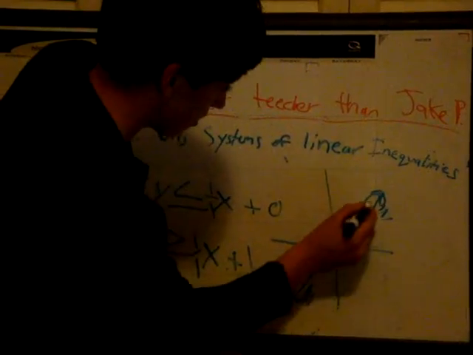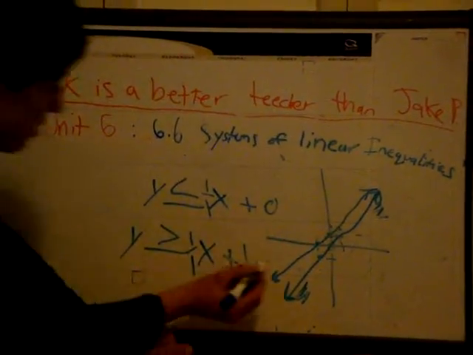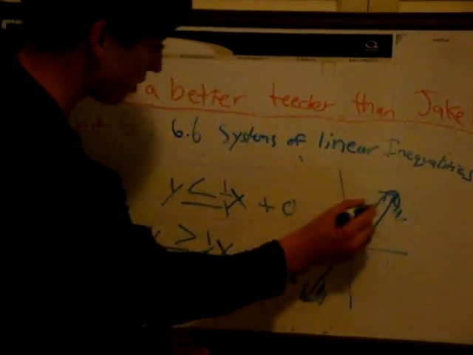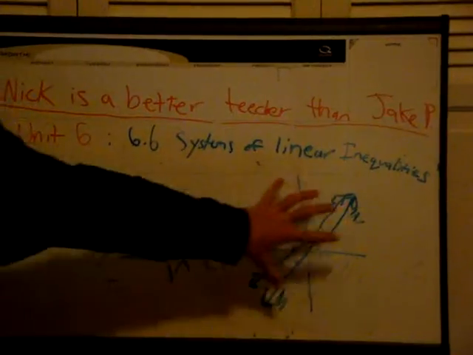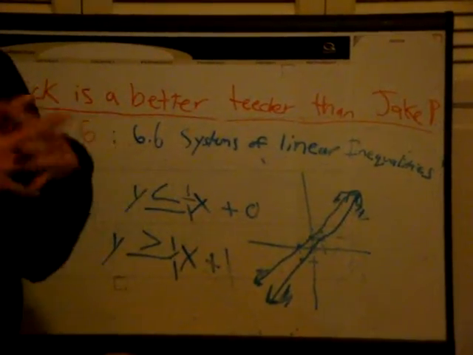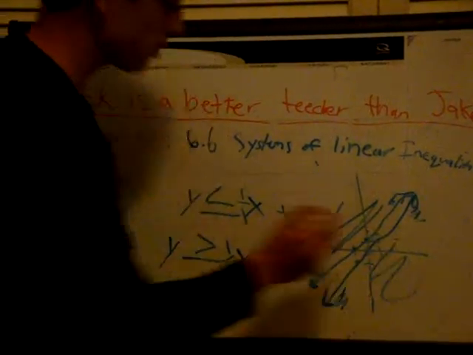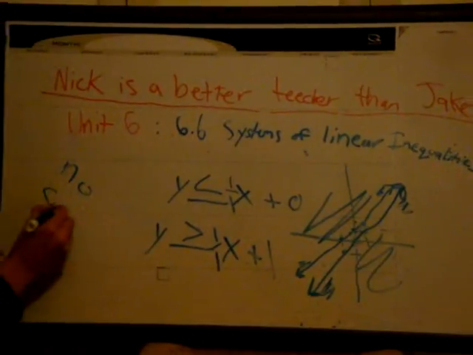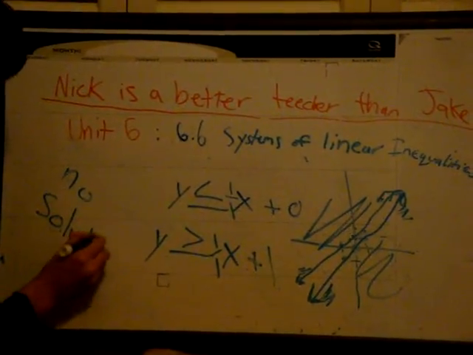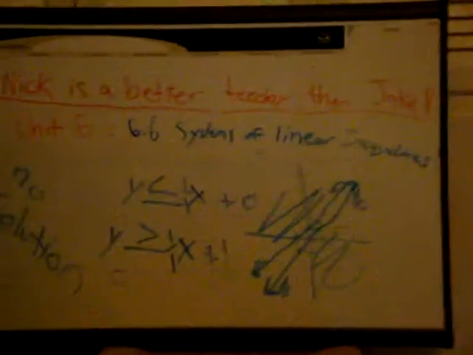Aha! Well, look at this. And then we would shade upward, right? Because it's greater than. But because the shadings don't meet anywhere, like they're not joined anywhere, like you would shade this way and this way, that is no solution because the shadings never meet.